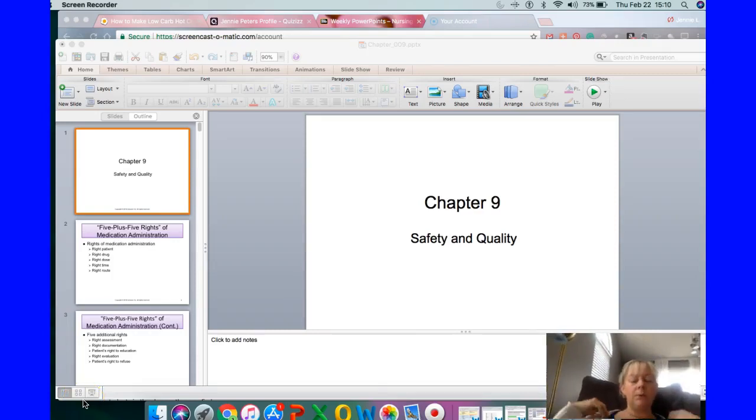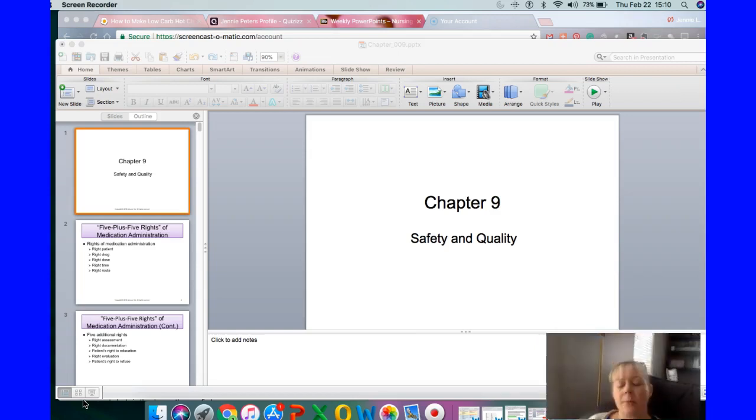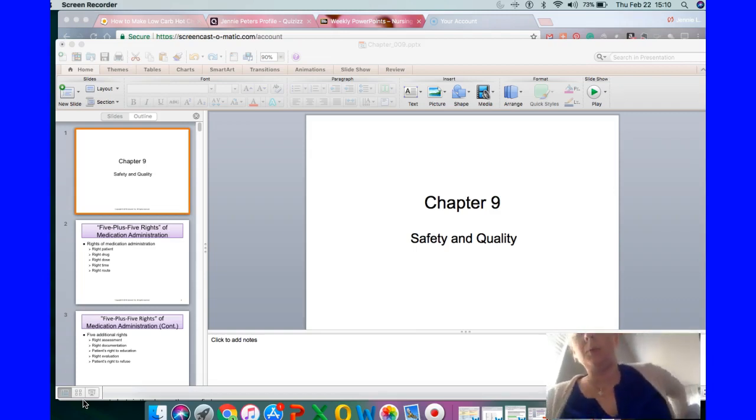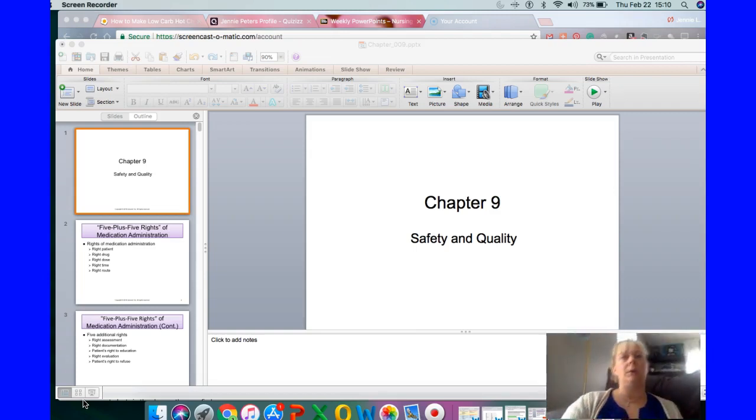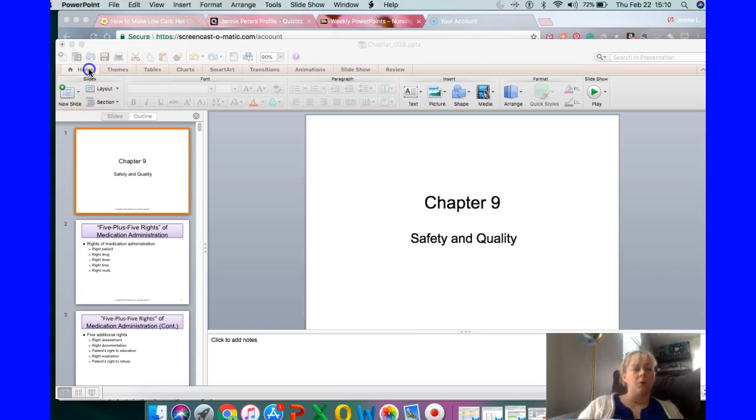So for this next exam, you only have 2 chapters. We talked about the nursing process. The important things to know from that are the QSEN, which is that one slide, as well as your nursing process. Now we're going to talk about safety and quality. Safety and quality includes your 5 rights of medication administration.